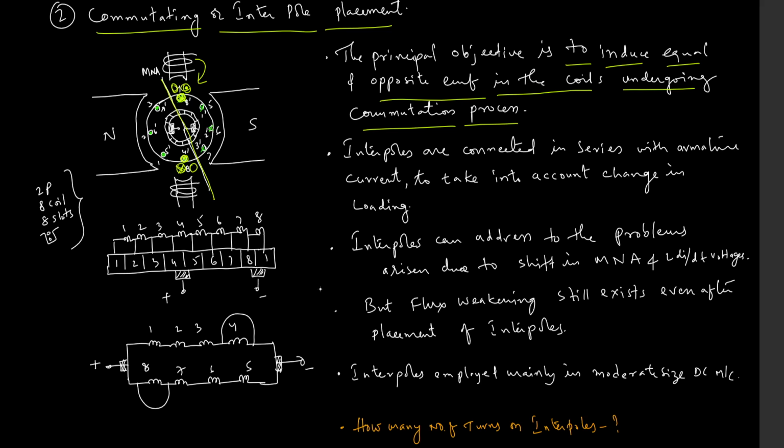So I have to place an interpole like this. In addition to the main poles, I have to place an interpole between two pairs of poles. So one interpole exists between two pairs of poles. If I have two poles, then two interpoles like this. If I have four poles, then four interpoles will be there.